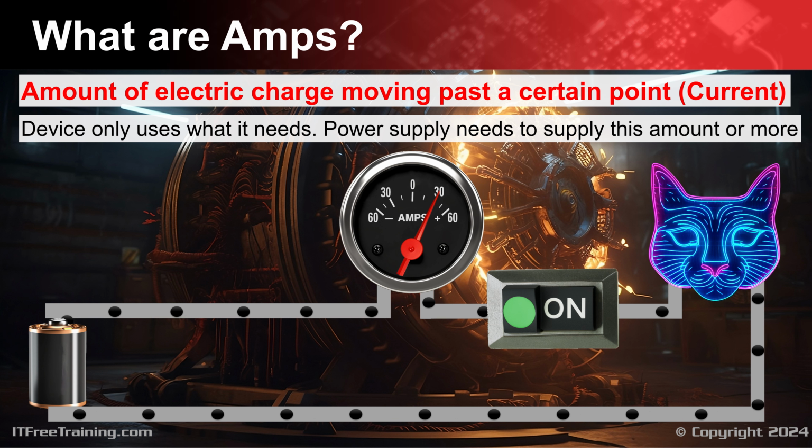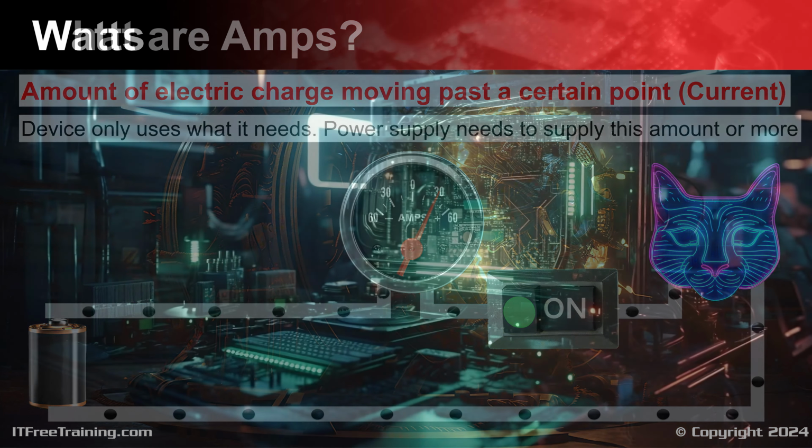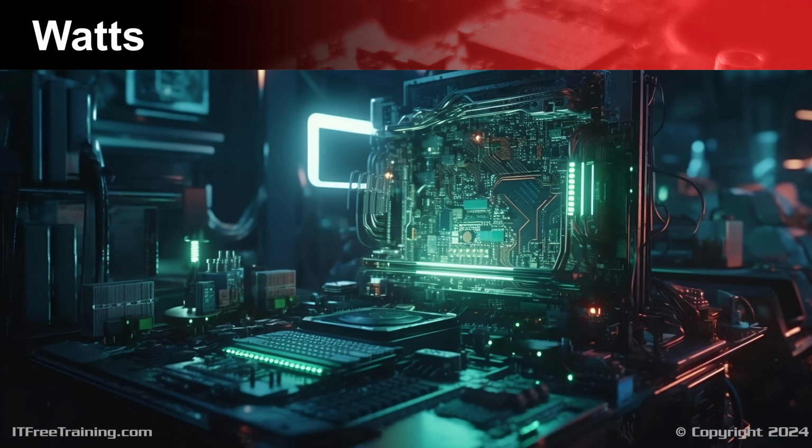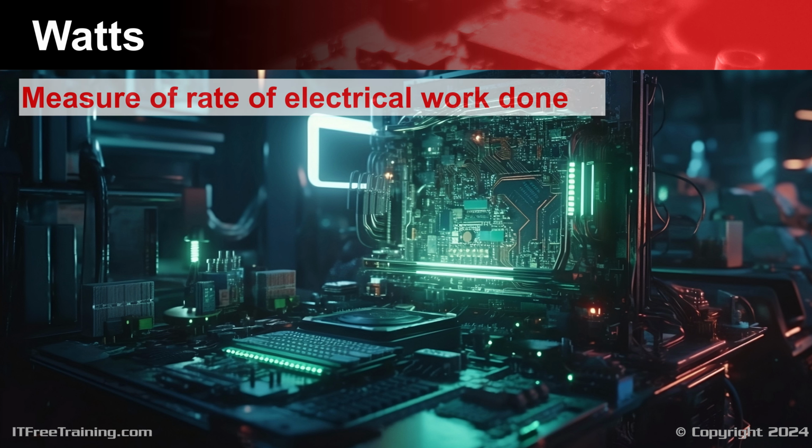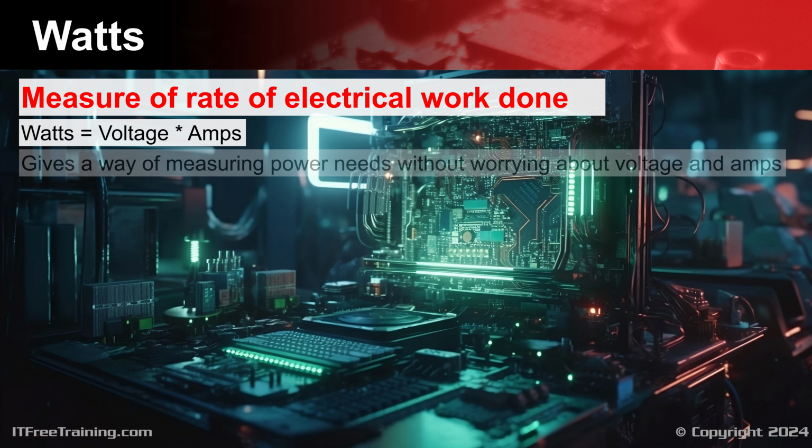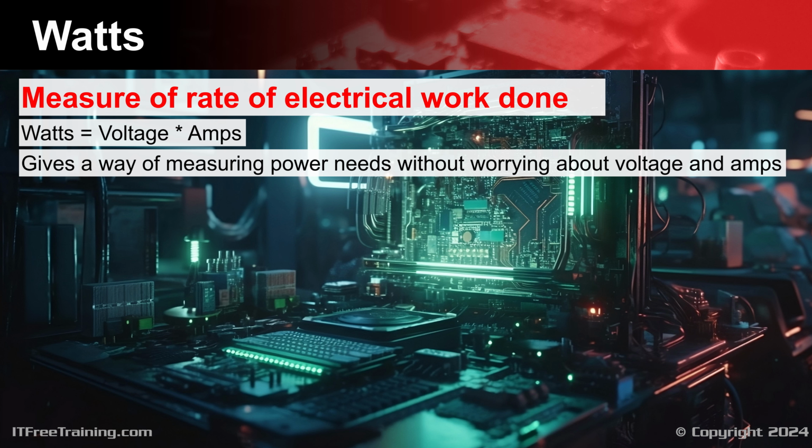For instance, increasing voltage while decreasing amps can maintain a constant power level. Additionally, different regions of the world utilize varying voltage standards. To address these challenges, a measurement specifically focused on power consumption was devised. To better understand how much power is being used, the wattage measurement can be used. Wattage, otherwise known as watts, represents the rate at which electrical work is performed. Watts are calculated by multiplying voltages by amps. While the underlying math isn't essential to remember, the key point is that watts provide a convenient means to assess power needs without the complexity of separately considering voltage and amps.